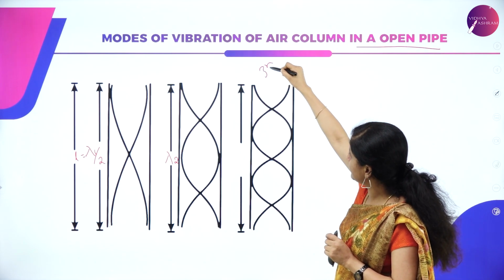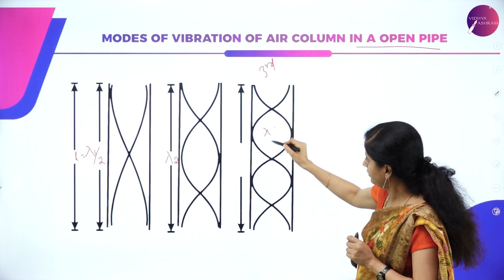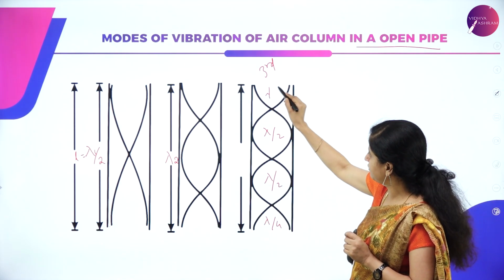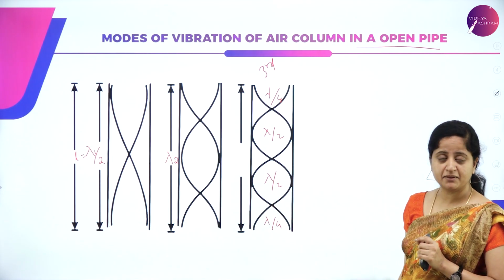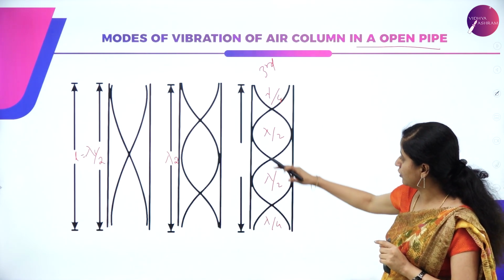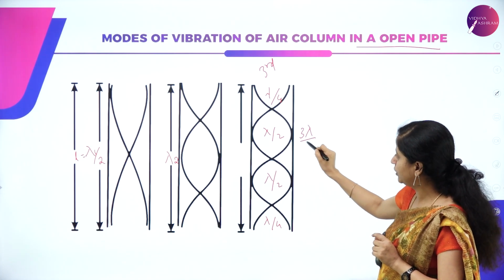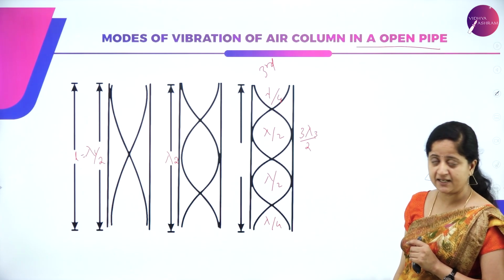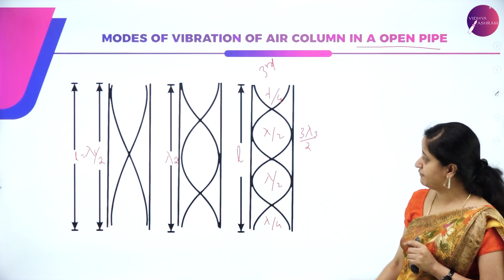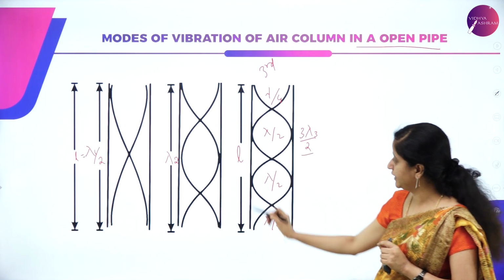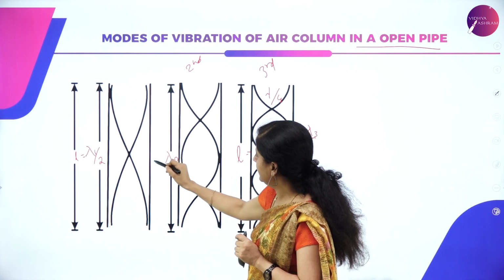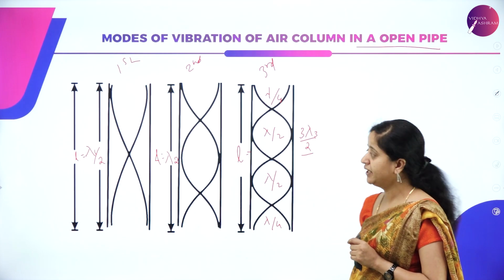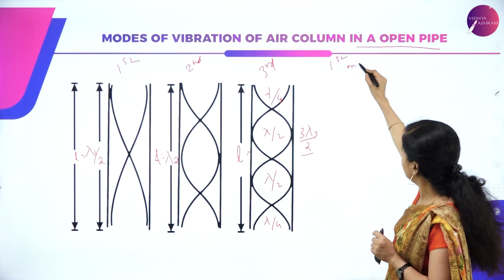In the third mode of vibration, you can observe lambda by 2 plus lambda by 2, and here we have lambda by 4, lambda by 4. If you add these lambda by 4 and lambda by 4, we'll get lambda by 2 only. So there are totally 3 lambda by 2 in the third mode of vibration. Since it is the third mode, I'll take it as lambda 3. So now the length of this pipe for third mode of vibration is L equal to 3 lambda 3 by 2, for second mode L is given by lambda 2, and for first mode it is lambda 1 divided by 2.